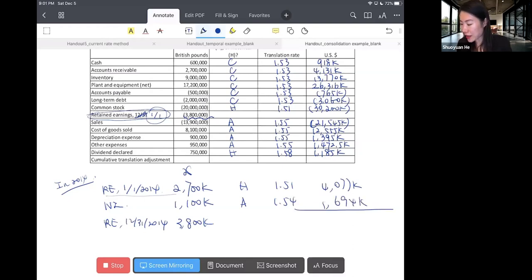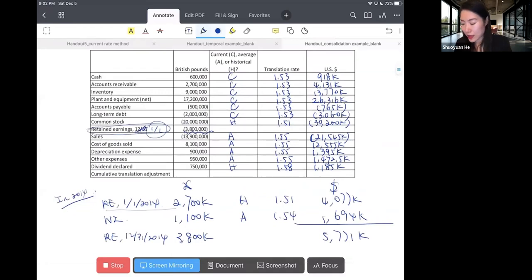So the ending retained earning in US dollars is 5.771 million. So the point here is retained earning is not something like we just apply a rate. It needs to be calculated because that is the result of the beginning retained earning and net income.